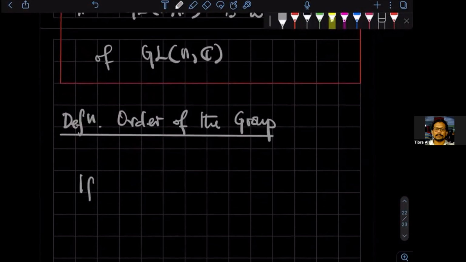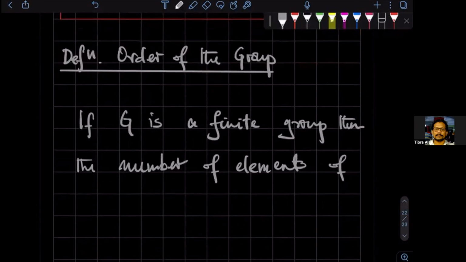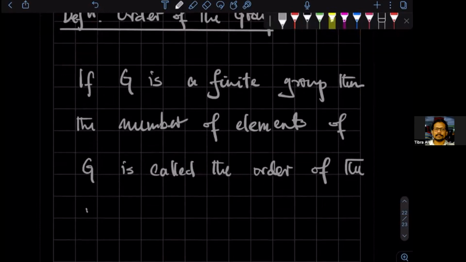So if G is a finite group, then the number of elements of G is called the order of the group. And I think it's written like mod of G.